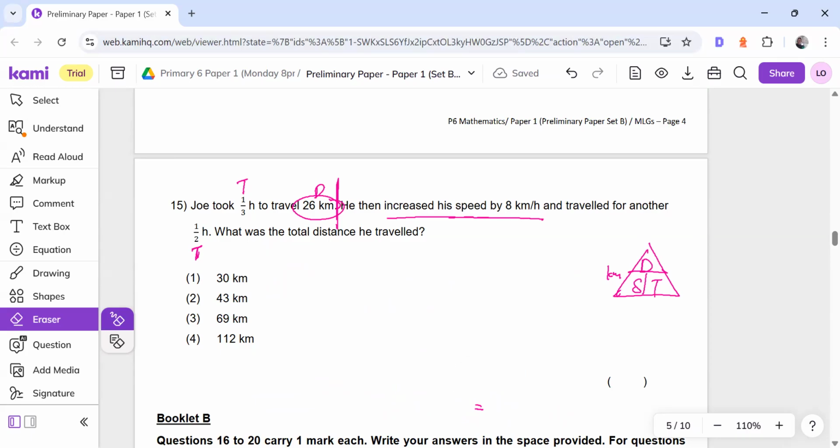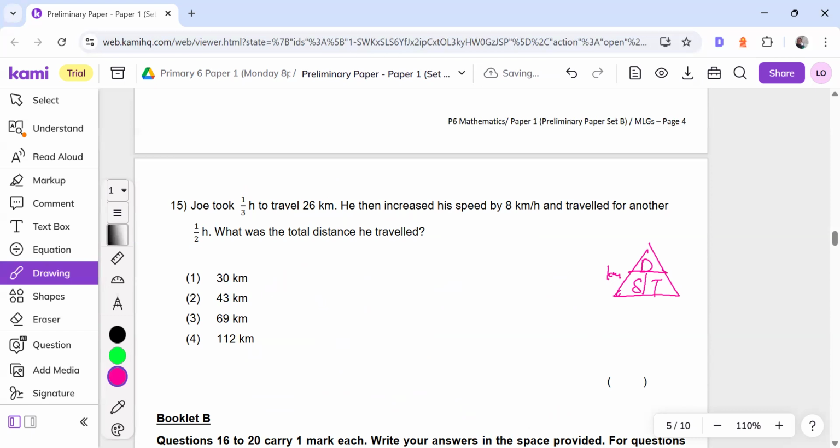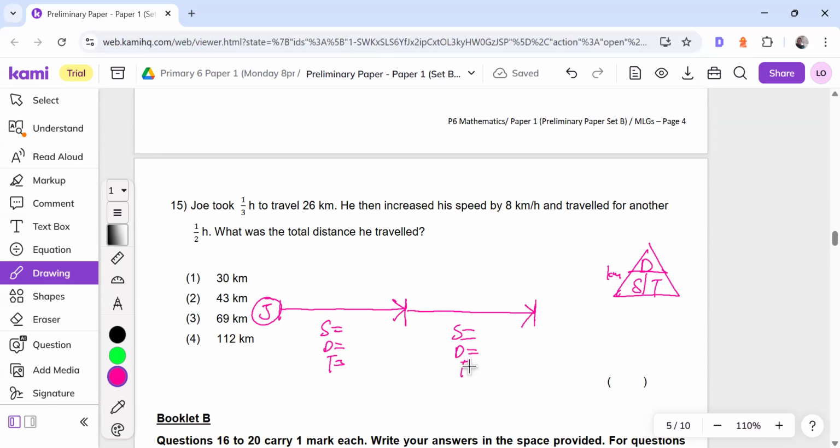Very simple. When you draw the model, you will need to read the question to see how the person is moving. So Joe took 1/3 hour to travel 26 kilometer. That's the first part. When he increases the speed, there will be a second part, because the second part becomes faster. So there is a second part of the journey. Label the person Joe. Those who haven't learned speed, this is the method. There's a first part, there's a second part, and there's a boss family.